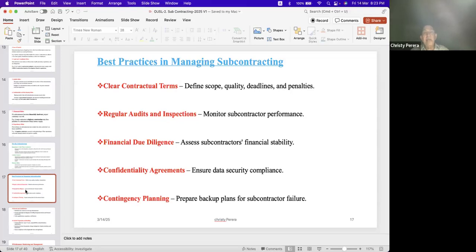Confidentiality agreements ensure data security compliance, especially in IT, IT consultancy, IT works, information systems. Contingency planning: everywhere you will have to do it, but most of the time you don't do it.